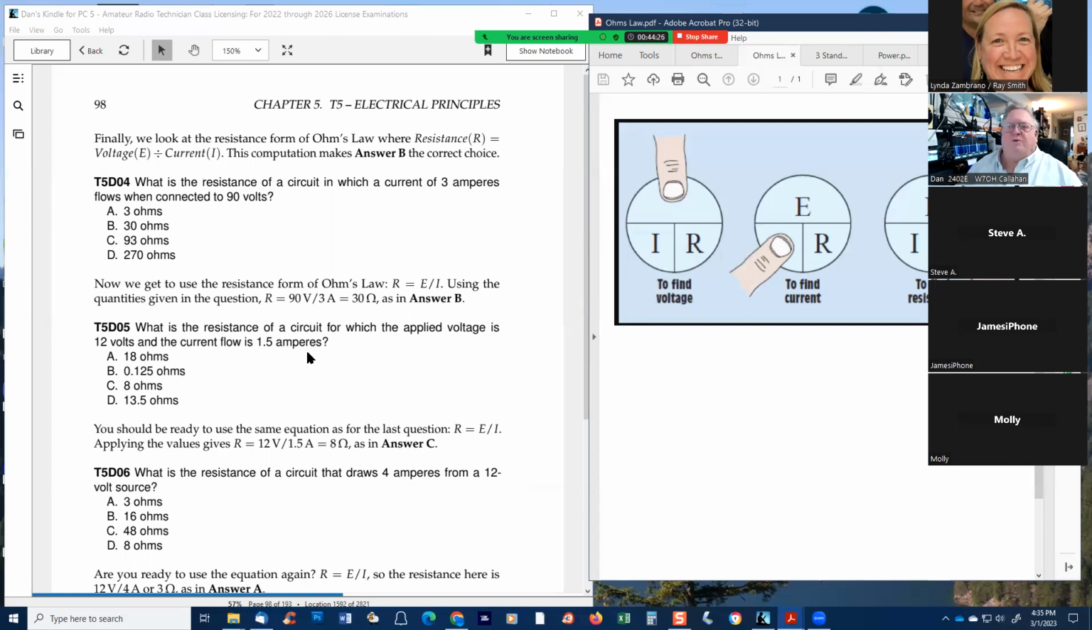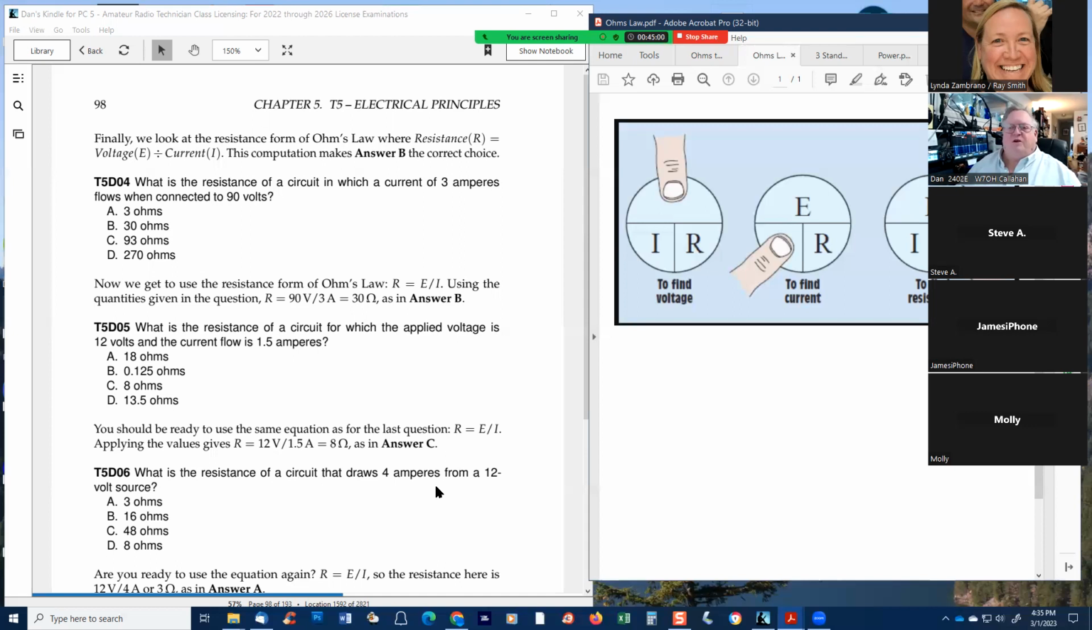What's the resistance when applied voltage is 12 volts and the current is 1.5 amps? Well, again, resistance we want to find. So we're going to go E over I, voltage over amps, 12 over 1.5. Well, even without doing the math, it's going to be 8 ohms. Nothing else fits the range. It's possible to do the math. You can use a calculator when you take your test. Do it on paper. Use a slide rule, for you old-timers. I have a slide rule somewhere. And you're free to do that.